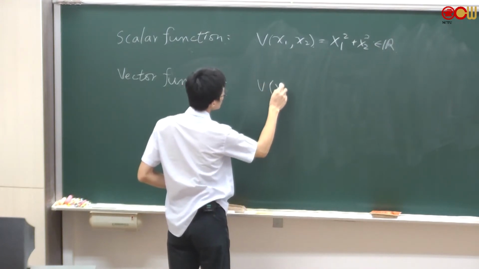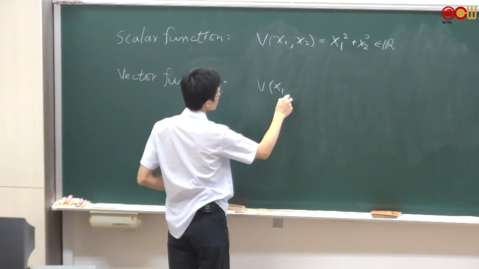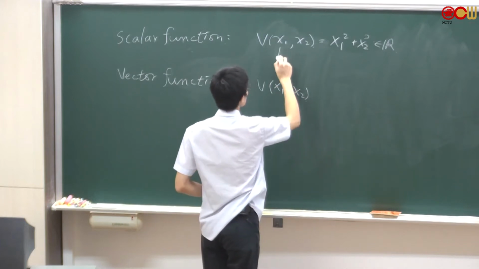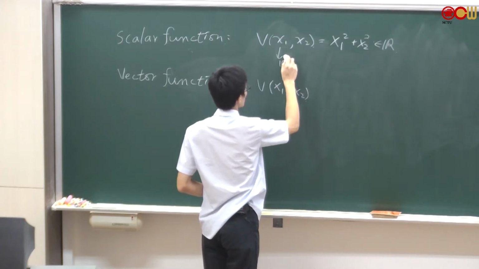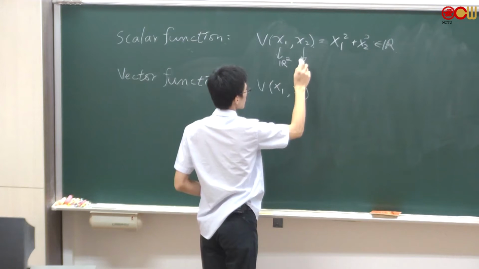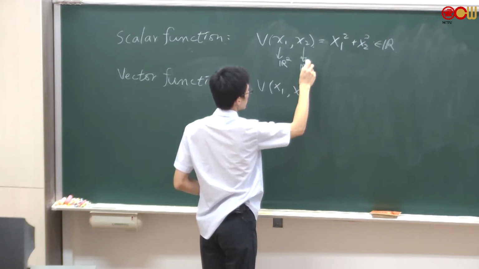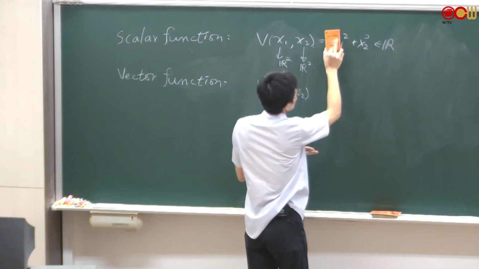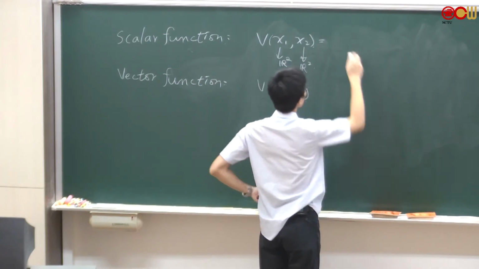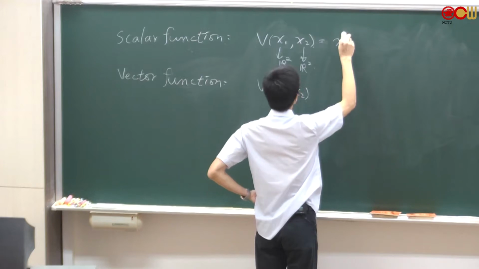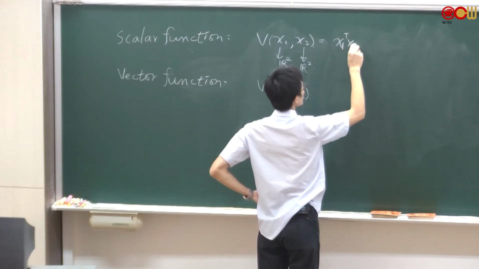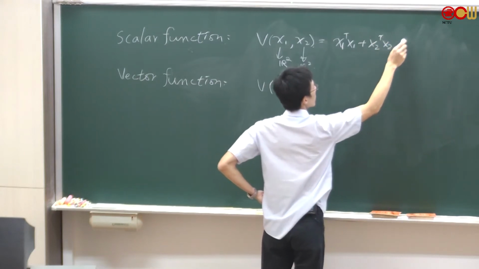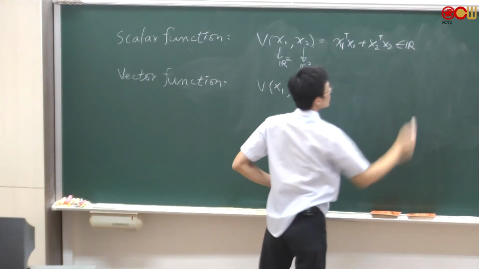For a vector function, say this is a vector. This is a 2x1 column, sorry. x1 transpose x1, which is a scalar, right?